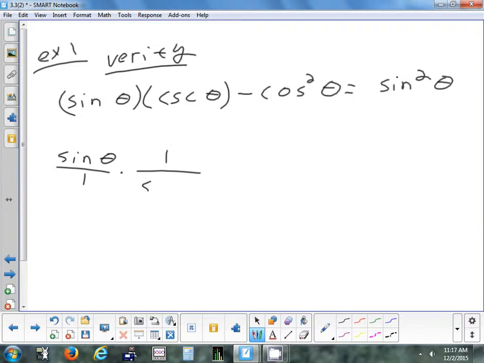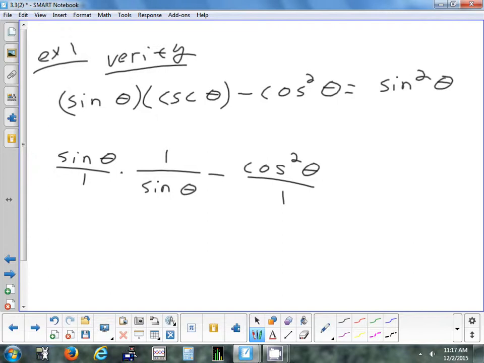1 over sine. Should I change cosine squared? Or is that already sines and cosines? It already is. Leave that alone. We can put that over 1. Yeah, if you want to put it over 1, you can. It's not necessary, but you can.